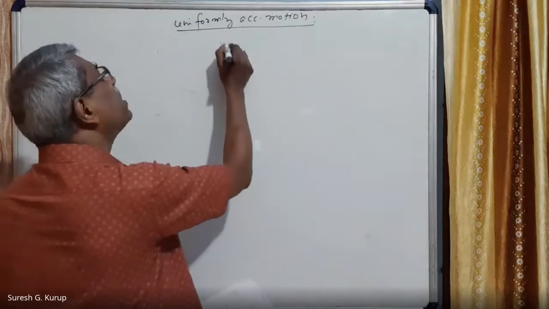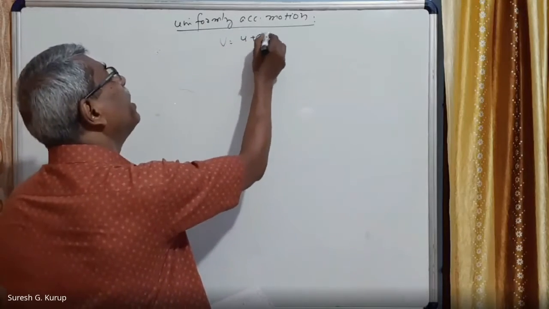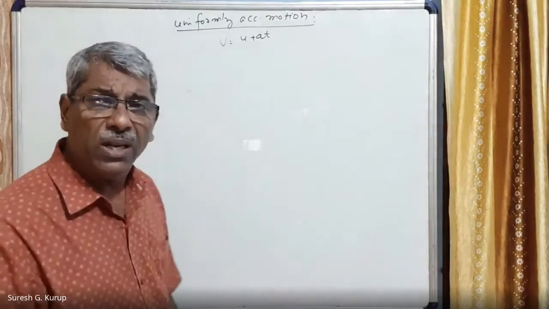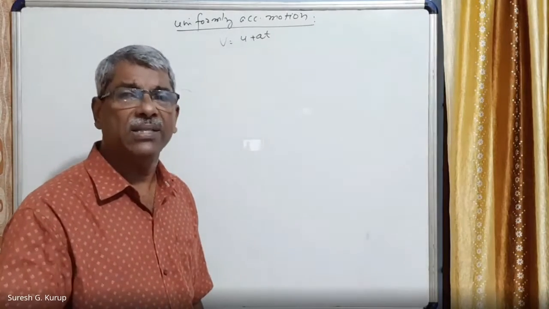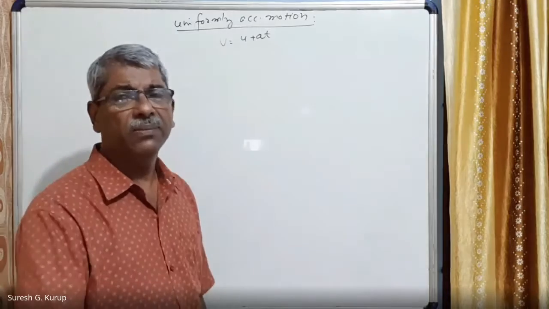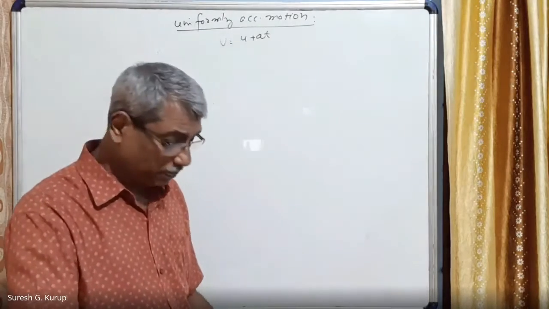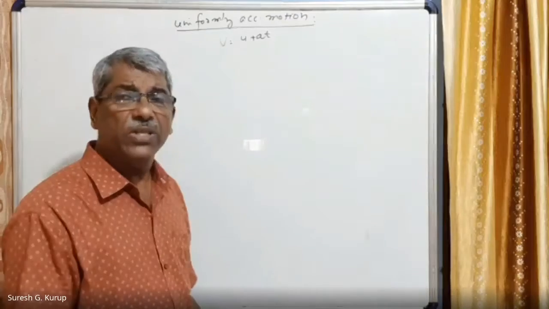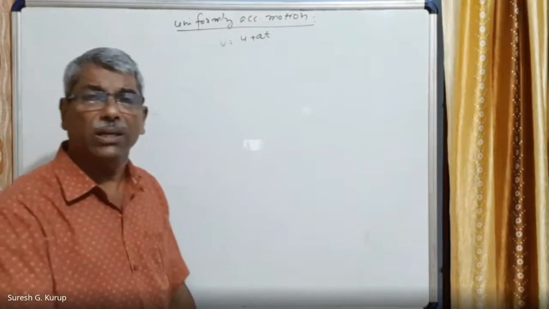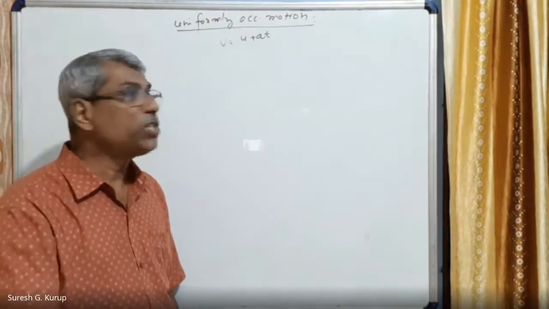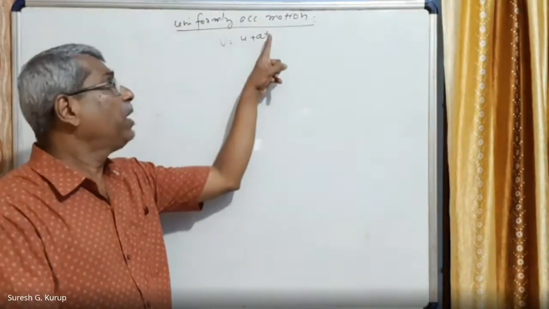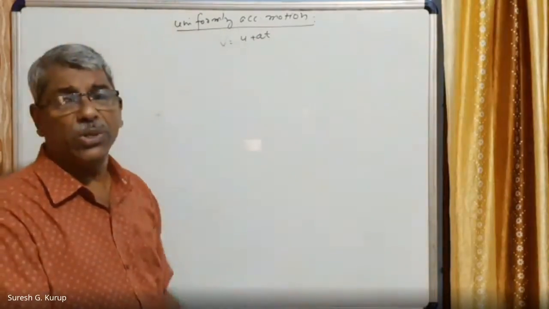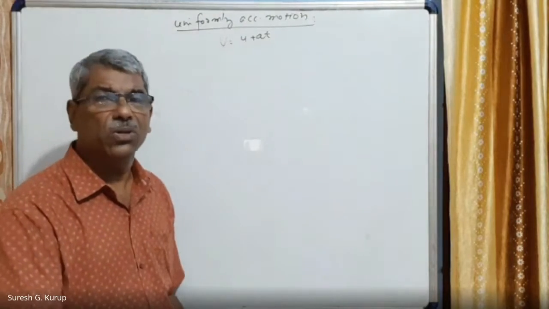Derive v equals u plus at. What is v equals u plus at? This is the equation of linear motion of a body which is moving with uniform acceleration. In this case, we suppose that a body is starting with an initial velocity u, and it travels with an acceleration a, and after time t its velocity becomes equal to v. So this is the condition.